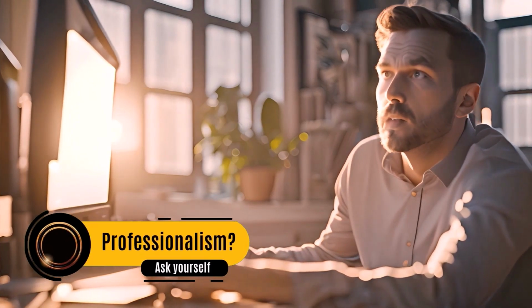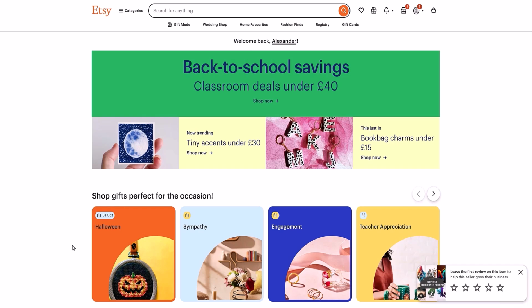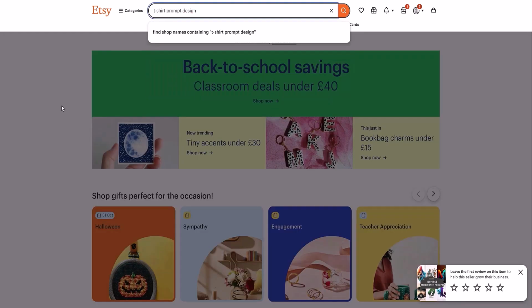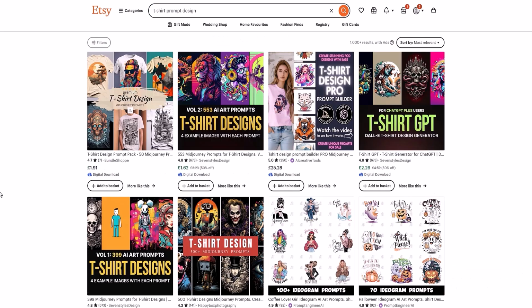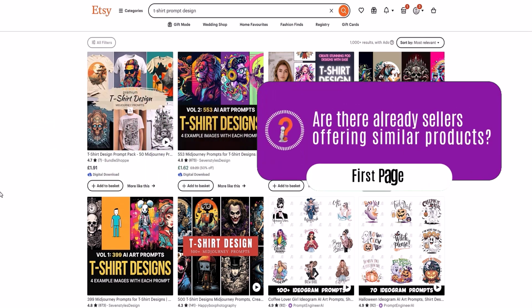To check the commercial appeal of the product, you need to research the market. Enter search queries in the Etsy search bar that you would use to find your own product. For example, type in the search query, T-shirt prompt design. Pay attention to the first page of search results. Is there demand for similar products on the platform? Are there already sellers offering similar products?